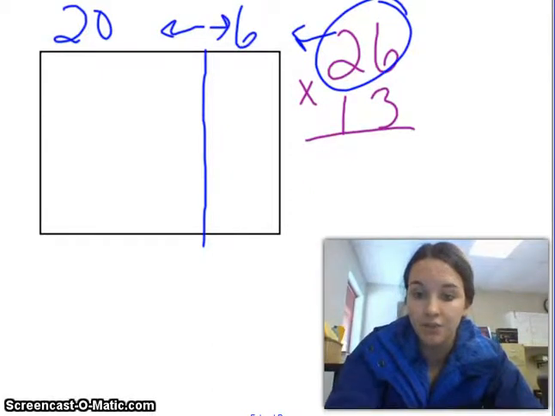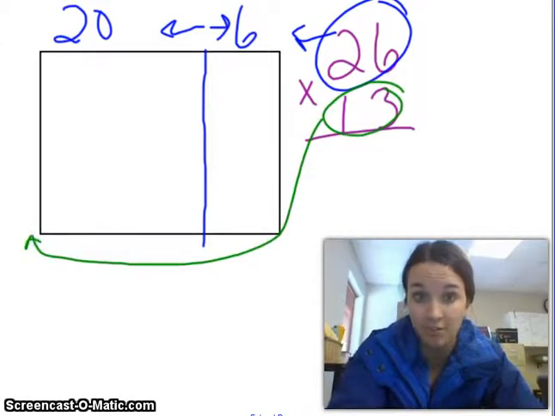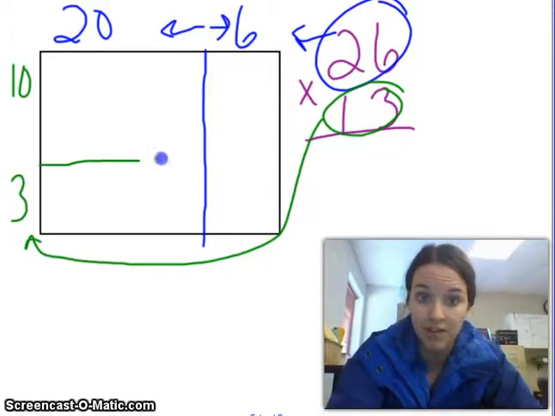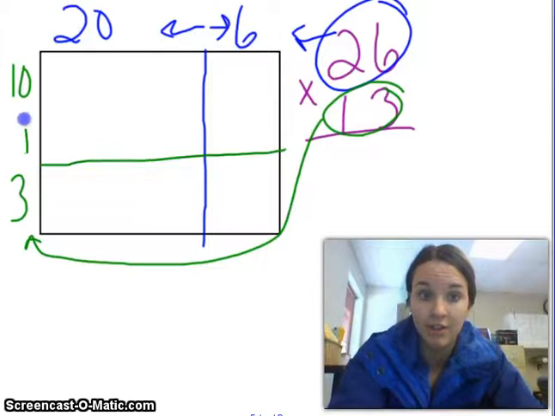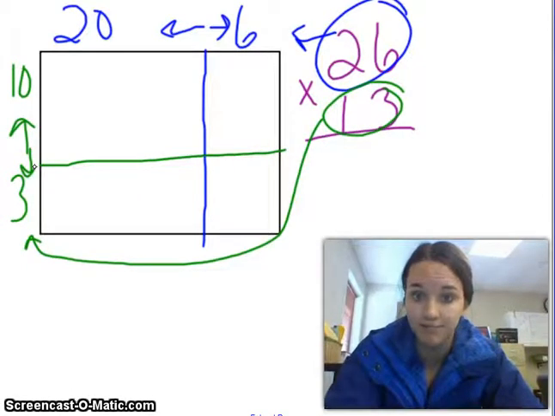Now I have to do my 13, and I'm going to make my 13 be on the column side of my array. In 13, there is 1 ten, and there are 3 ones. Same thing, I'm going to draw my line, split it up. Everything above the line, there's 10. Below the line, I have 3.